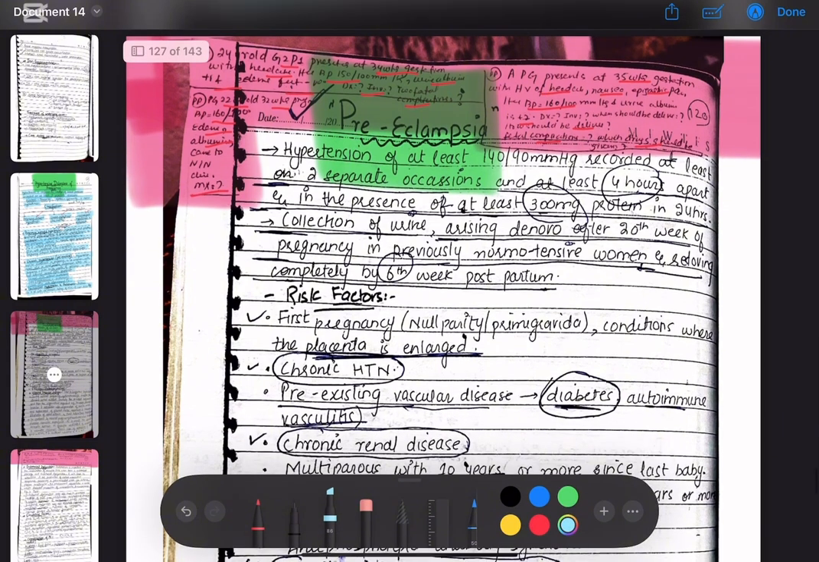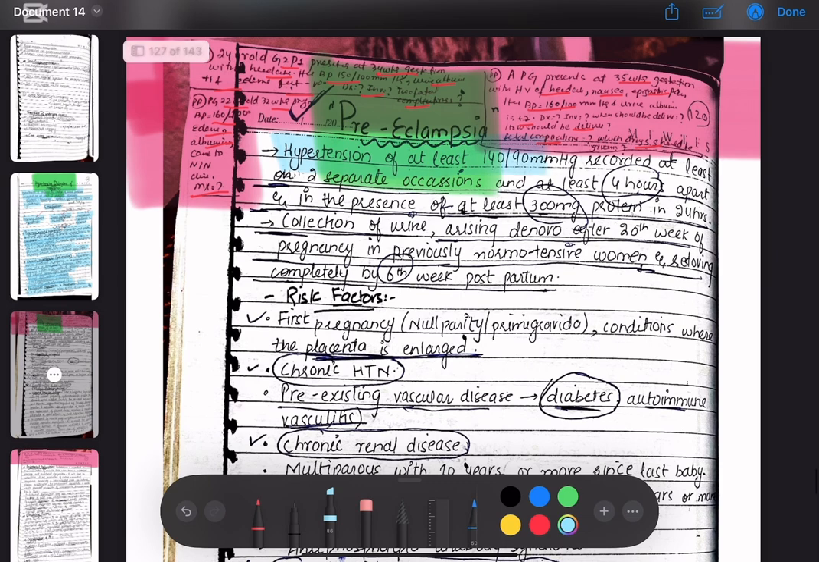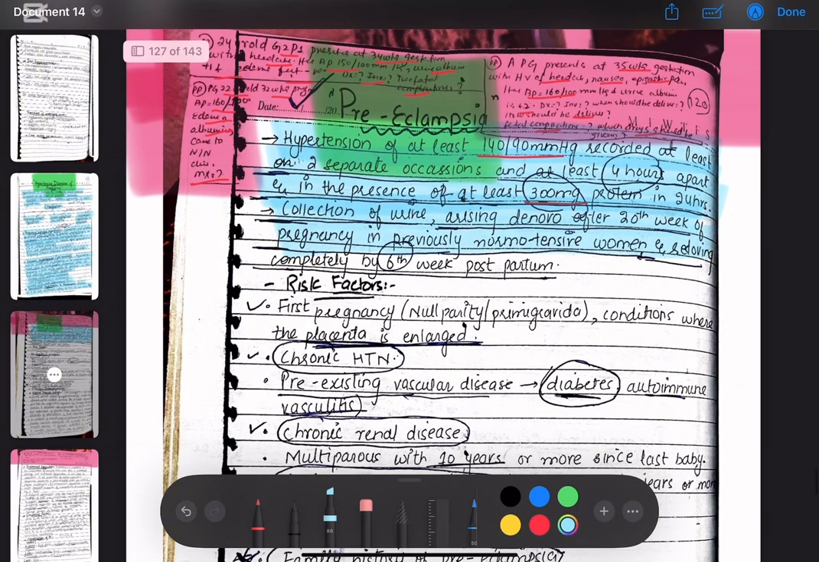For pre-eclampsia, it is hypertension of at least 140 by 90 mm Hg recorded on at least two separate occasions at least 4 hours apart, in the presence of at least 300 mg protein in 24 hours. It arises de novo after the 20th week of pregnancy in a previously normotensive woman, resolving completely by 6 weeks postpartum.